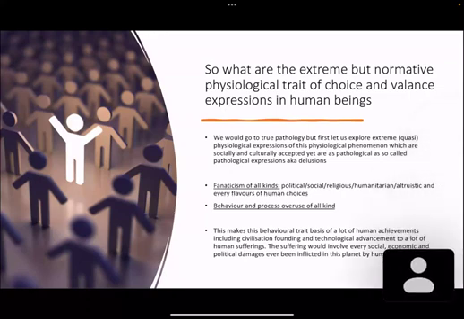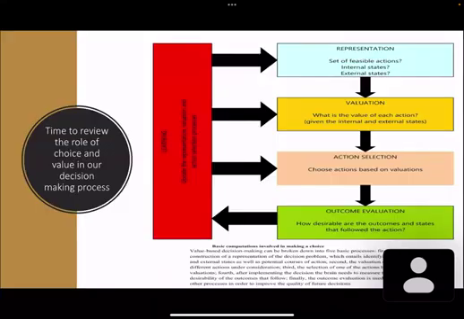So if this is the physiology, then what would the pathology look like? For that, we need to understand the role of choice and value in our decision-making process. This we need to understand again and again. So to understand how this normal physiological process can give rise to the pathological expression of delusion.